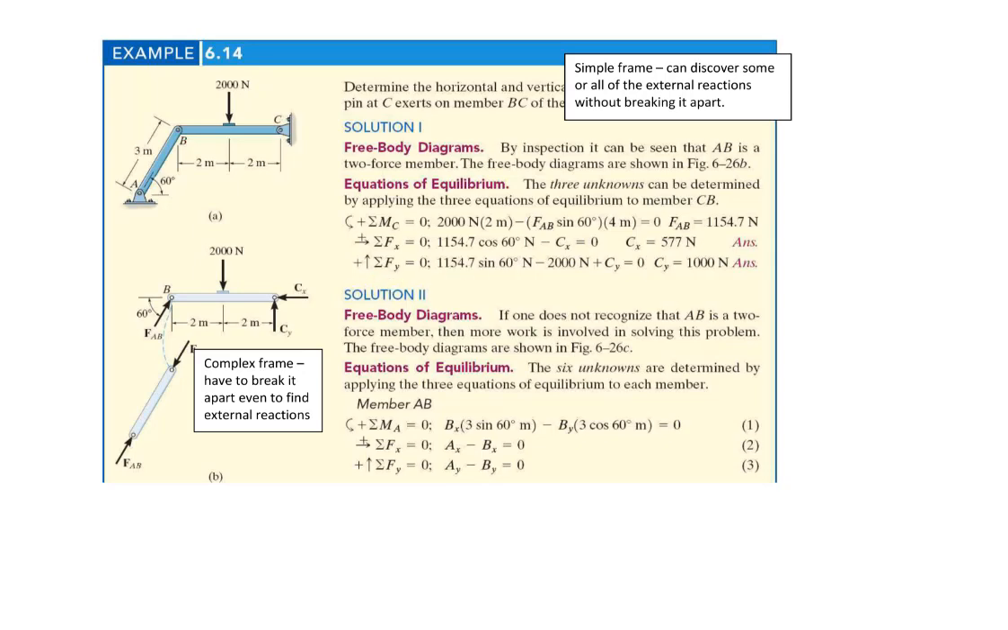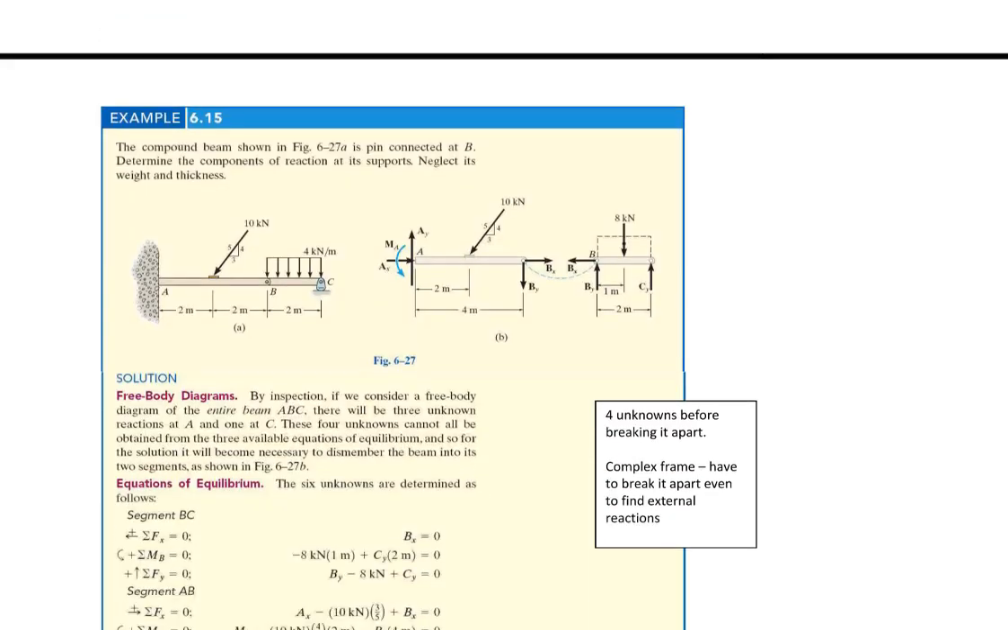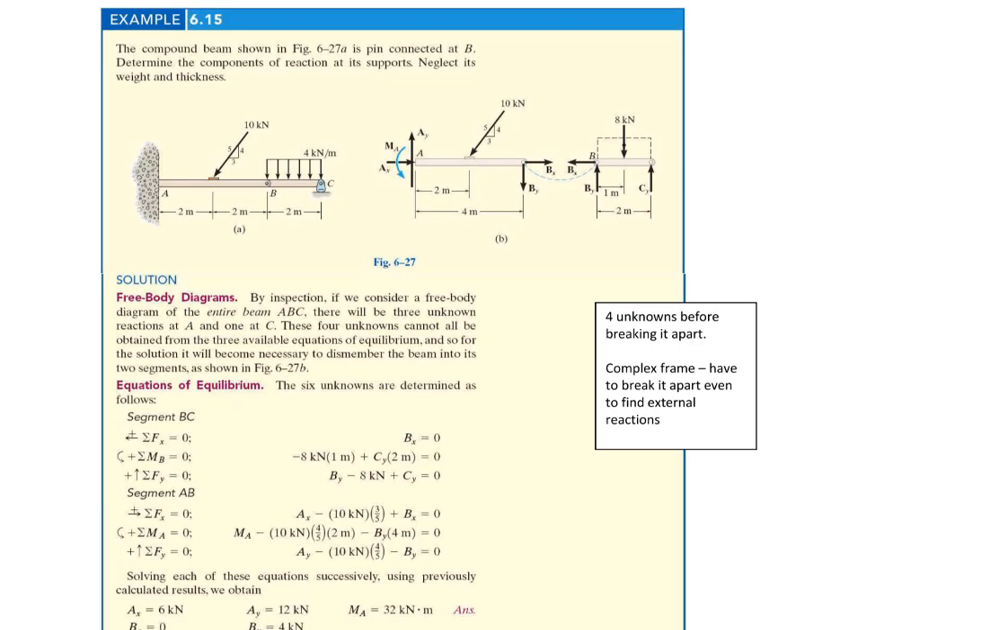However, solution 2 is available here too, and what it does is if you break it apart and don't assume a two-force member, then it becomes a little more complex, and that's why I call it complex if you have to break it apart to find the external reactions. Simple if you can discover something about the external reactions without breaking it apart. Here's another example problem in the book. There are a lot of unknowns here, and so my description calls it a complex frame because you have to break it apart to find the reactions.